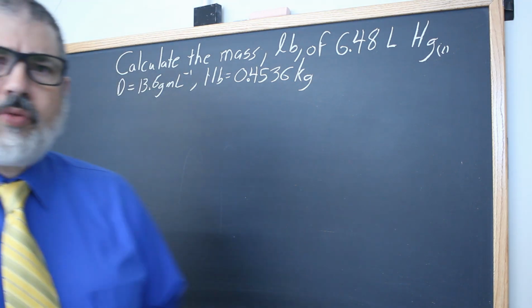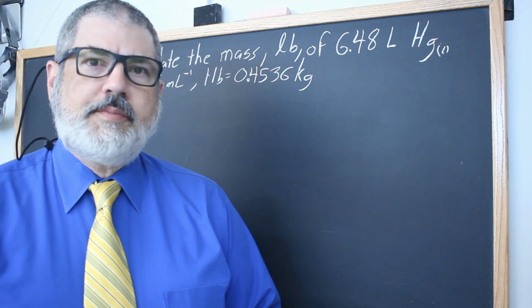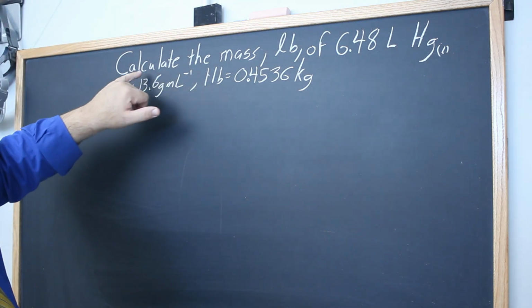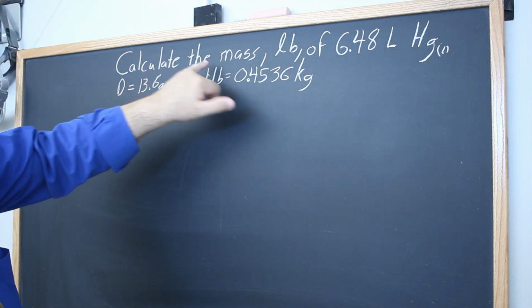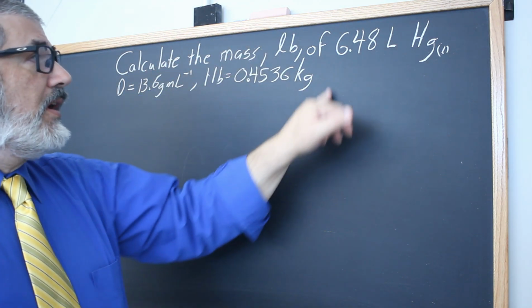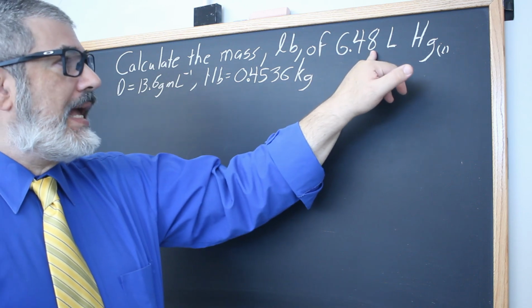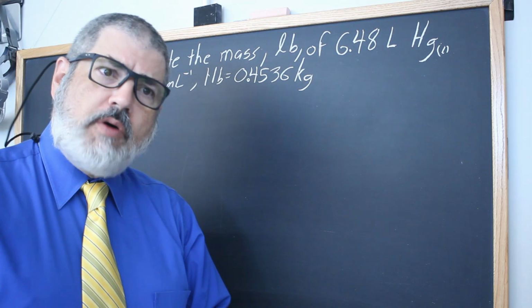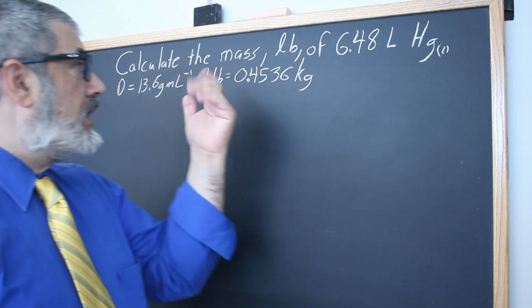I'm going to work through the dimensional analysis problem from today's quiz. So we have: calculate the mass in pounds of 6.48 liters of mercury. I'm giving you a volume of a substance and I want to know its mass.